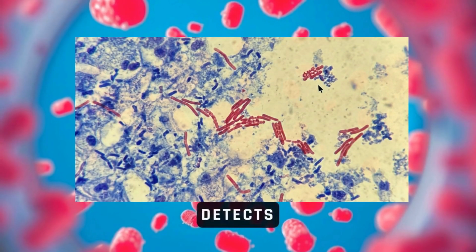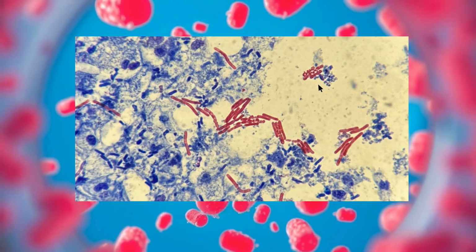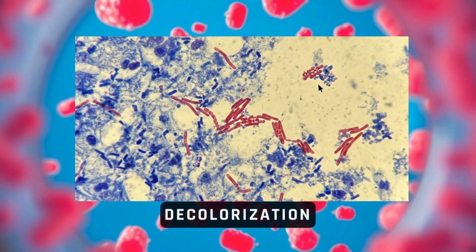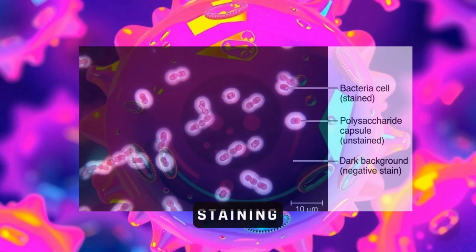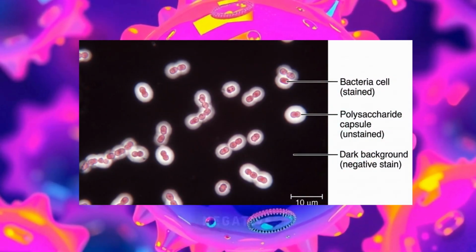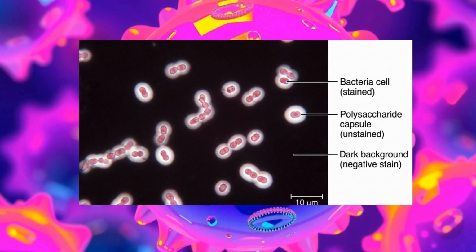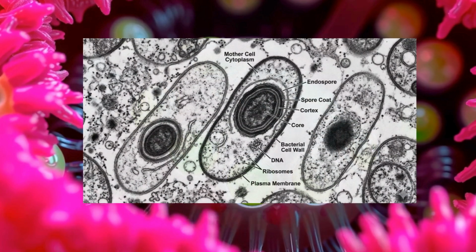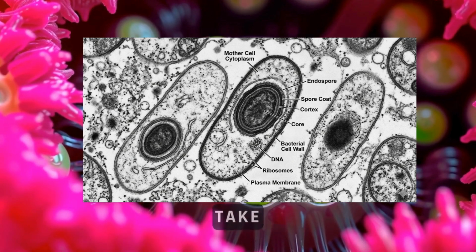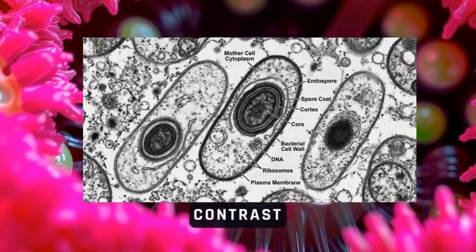Acid-fast staining detects mycobacteria with waxy cell walls. Primary stain and heat or detergent help penetrate the cell wall before decolorization. Capsule staining highlights polysaccharide capsules that resist staining. Negative stains or special stains create a clear halo around stained cells. Endospore staining identifies resistant spores inside bacteria. Spores take up primary stain while vegetative cells are counterstained for contrast.